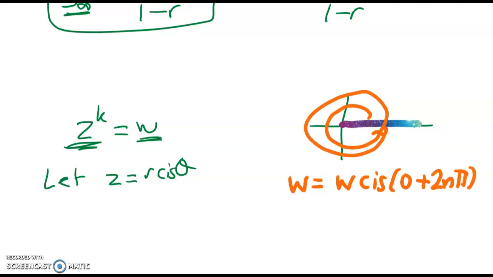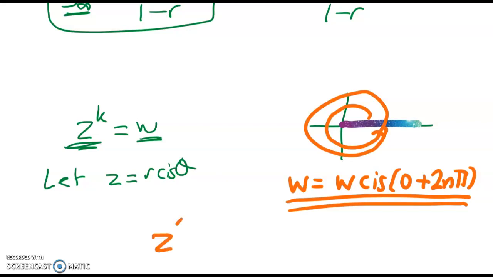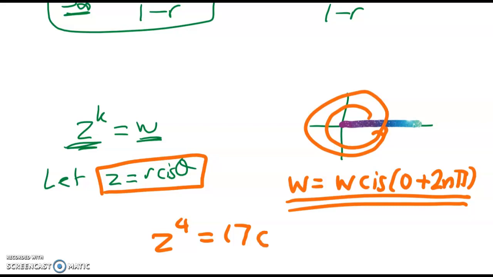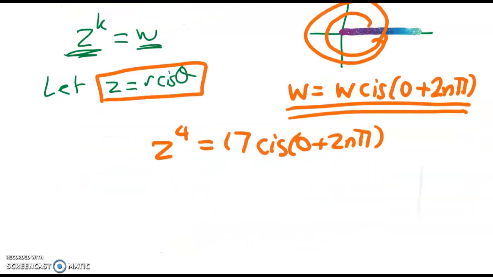I'm hoping that if you're watching, this part of it is feeling like I'm going incredibly slowly because you've done this lots of times for level 3 stuff, right? So it's my standard setup for if I'm solving something like z to the power of 4 is equal to 17. On this side, we write z equals r cis theta, and on this side, we write 17 cis 0 plus 2n pi. And that's going to let me generate all of the roots that we need.